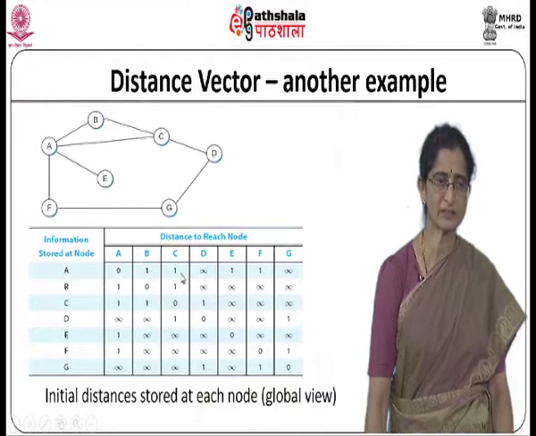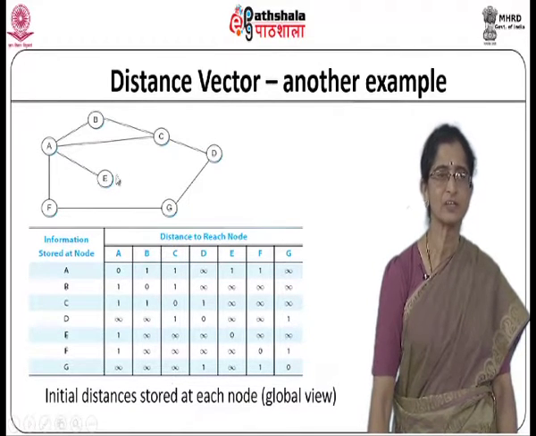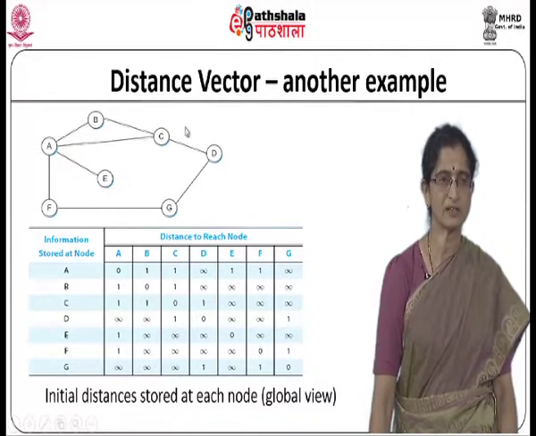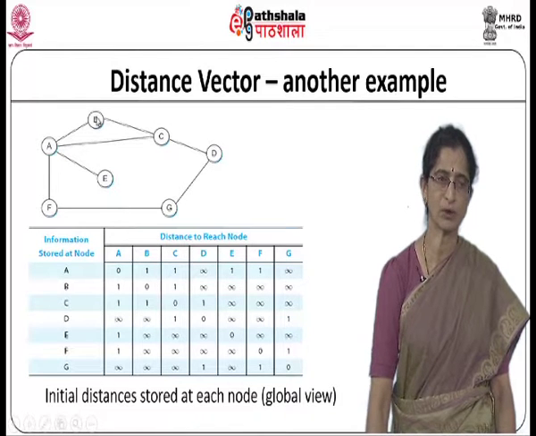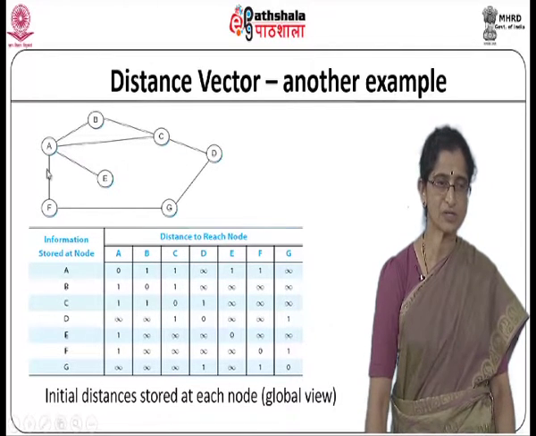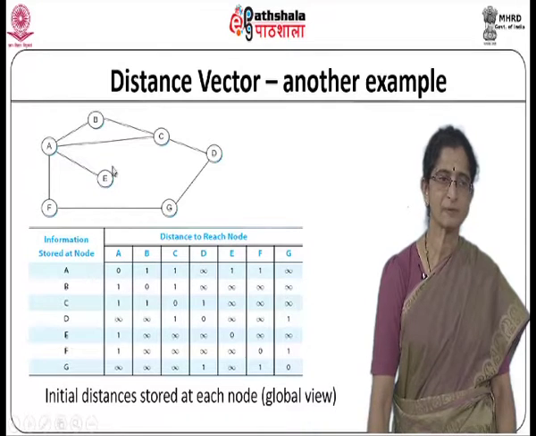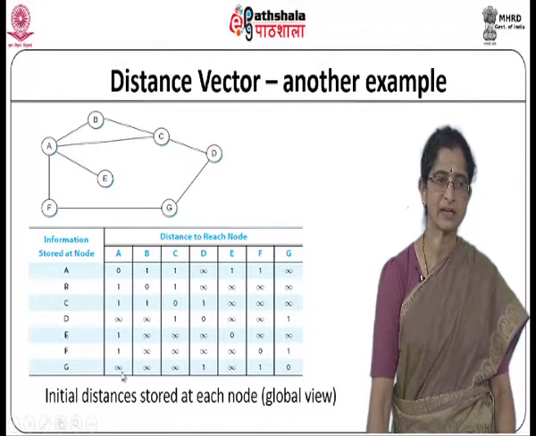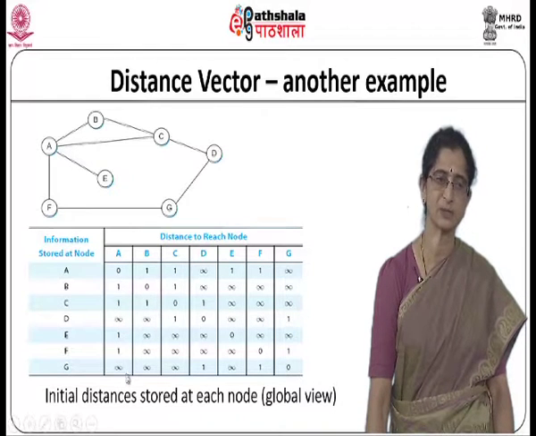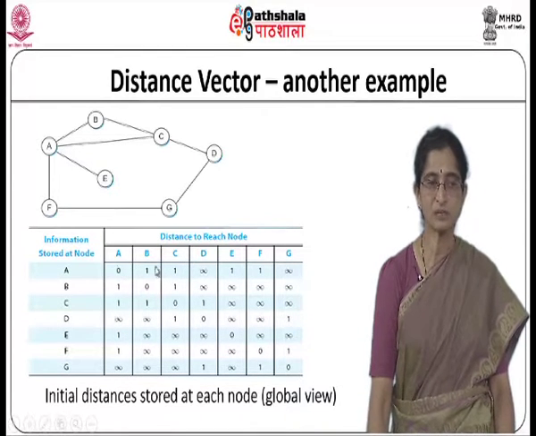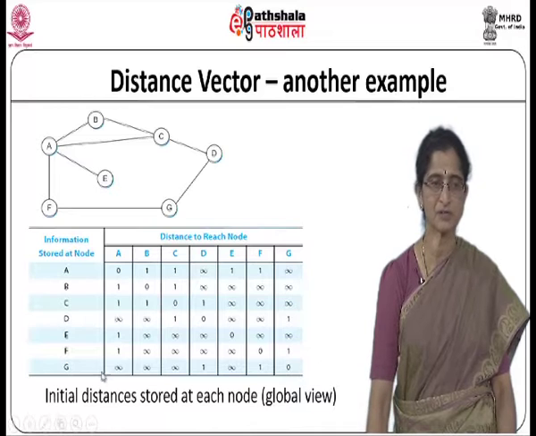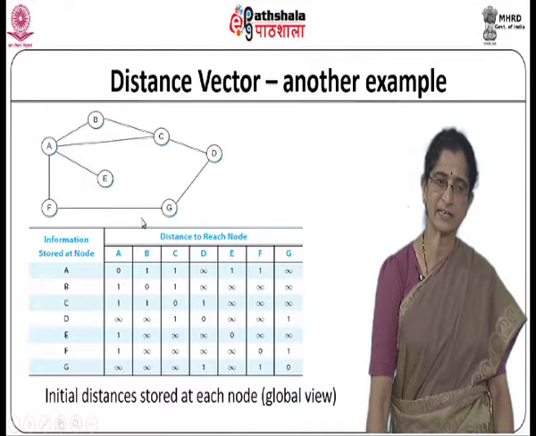Just to give you another example of a slightly larger network, the only difference here is we have taken the costs of each of the edges to be 1, all are unit costs. So you can see that when you start off at A, for instance, A is connected to B, C, E and F. So its cost to B, C, E and F are set to 1, all the others are set to infinity. A to A of course is 0. Similarly, you will have the initial information at each of the nodes.